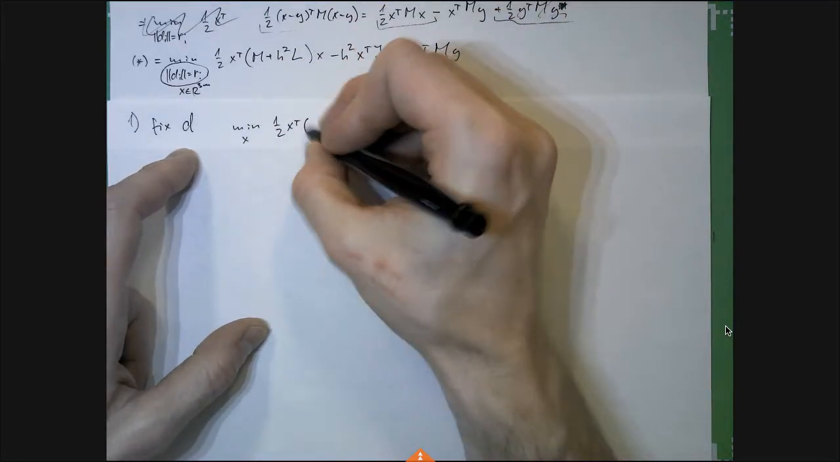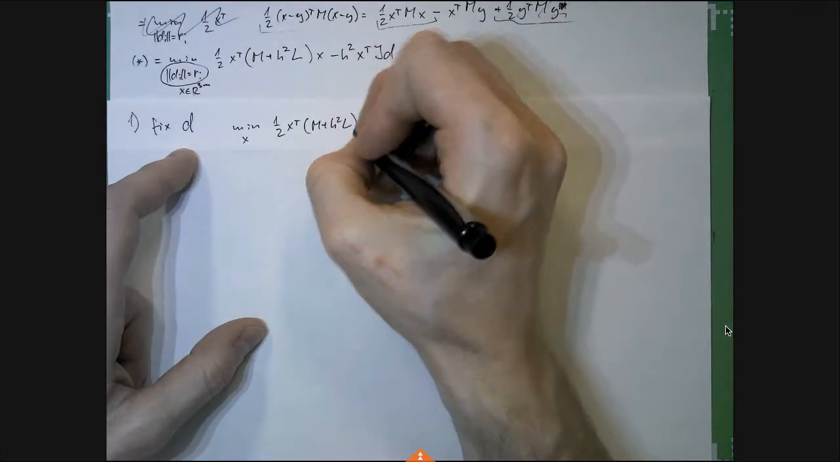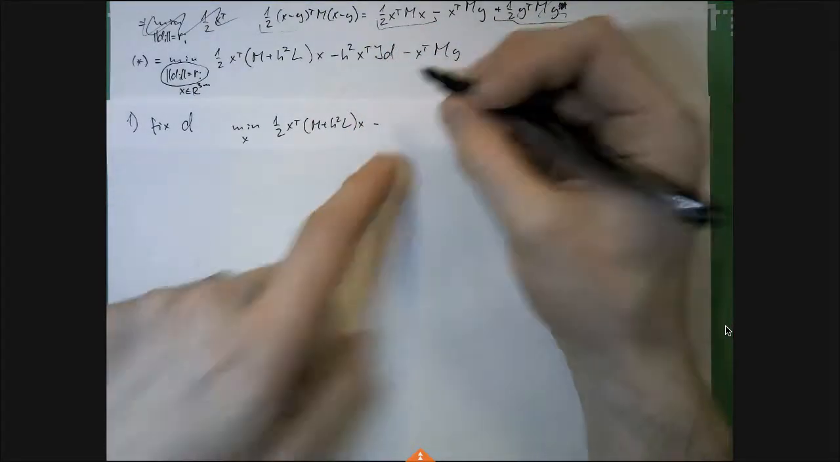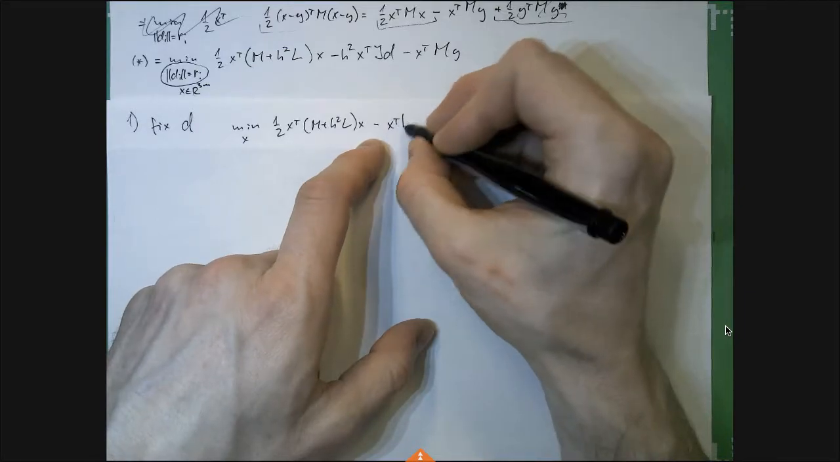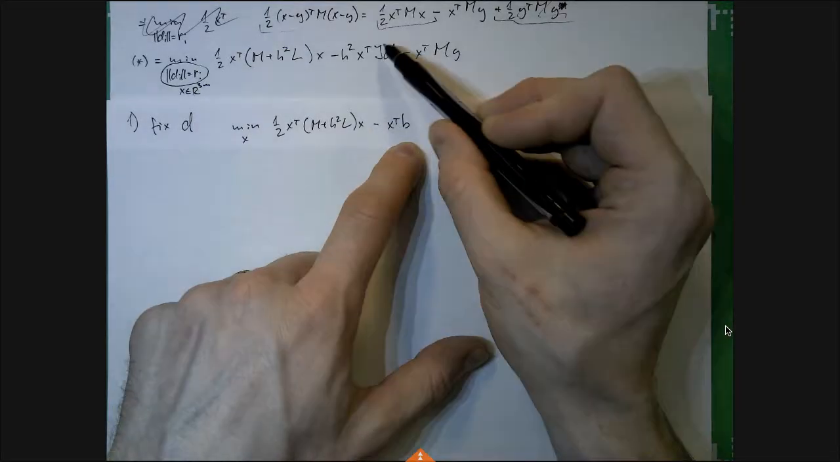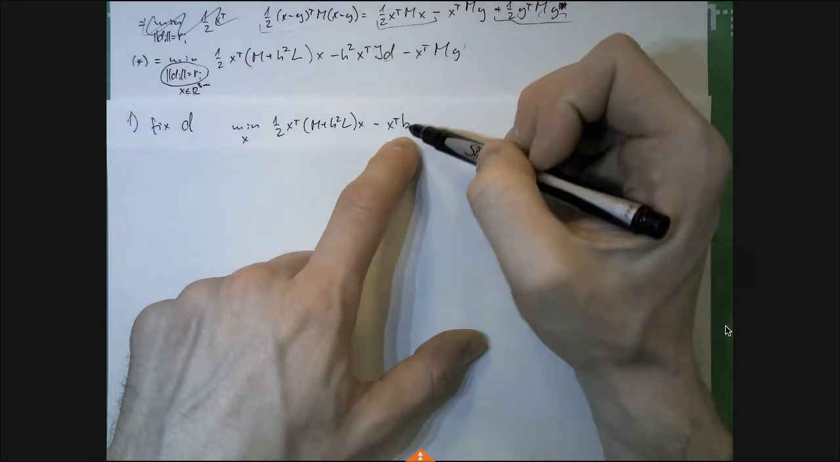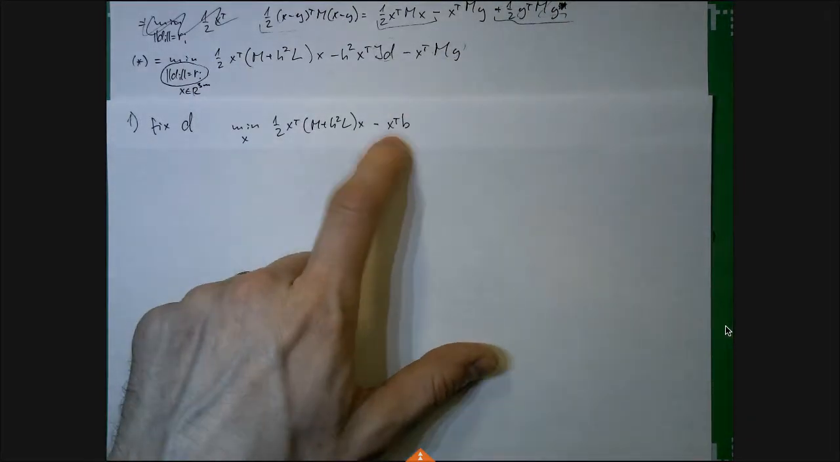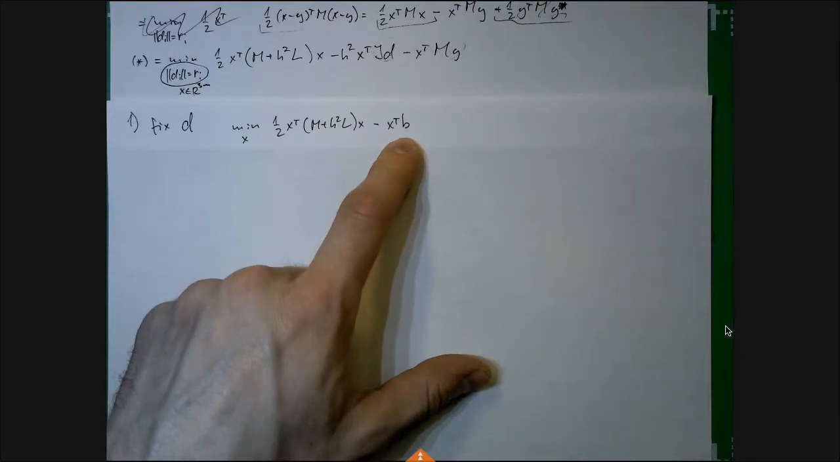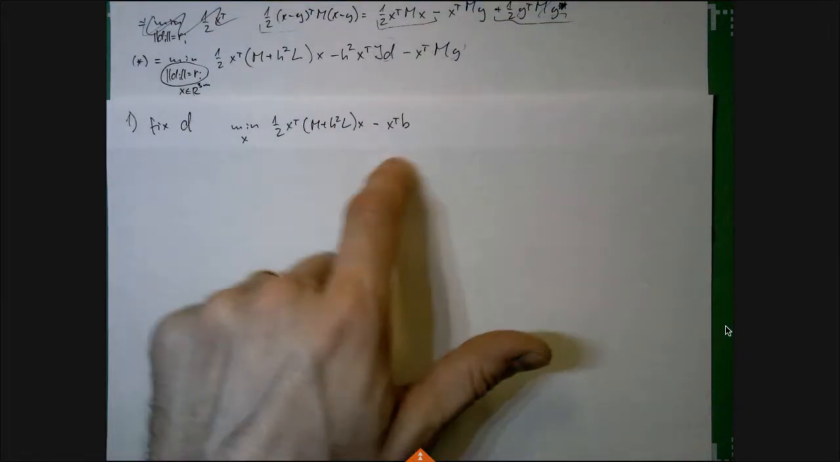The first thing I'll just copy, (M plus h squared L) x minus something of the form x^T b, right? Because the J d and the M y are constants, I can just group them together into a vector b. It's a constant vector, okay? So what optimization problem do we have here?